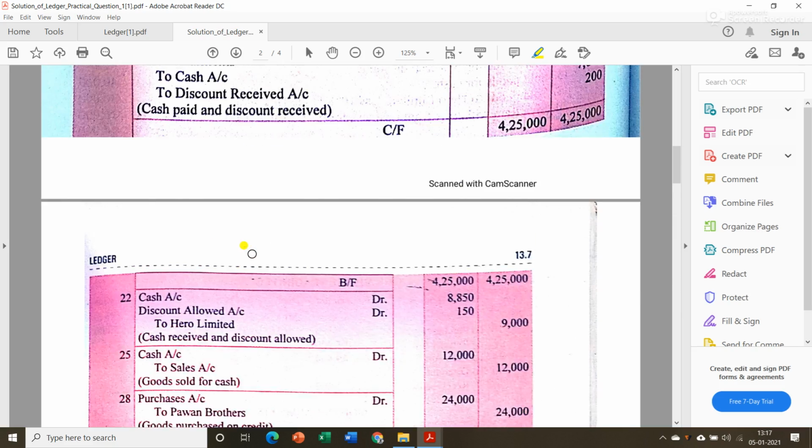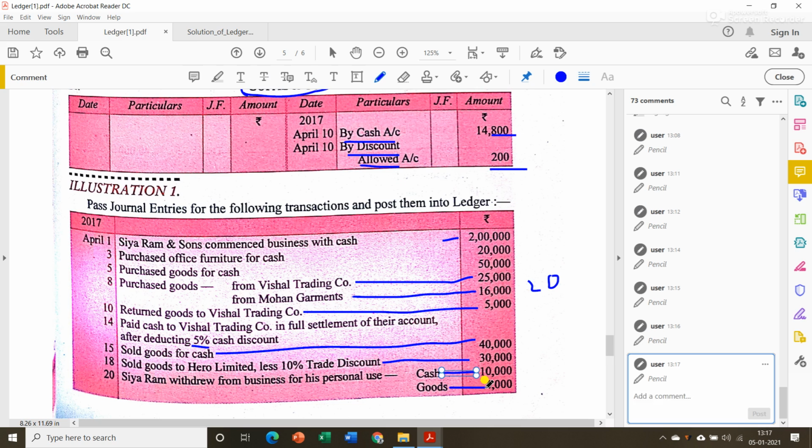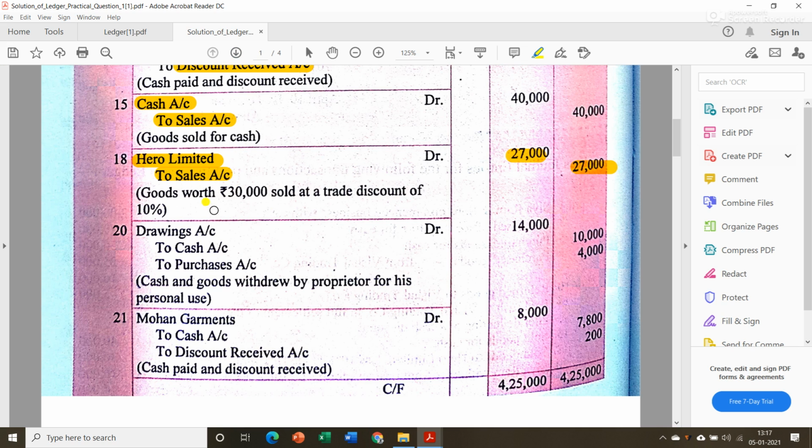Then let us see the next journal transaction. CRM withdrew from business for his personal use, cash 10,000, goods 4,000. That means it is again a compound journal entry. Since he withdrew goods as well as cash, we have to pass a compound journal entry. Let us see what that is. Drawings account altogether will be debited, to cash account, he took out 10,000 worth of cash, and to purchases, means 4,000 worth of goods he withdrew. So altogether drawings account will be 14,000.